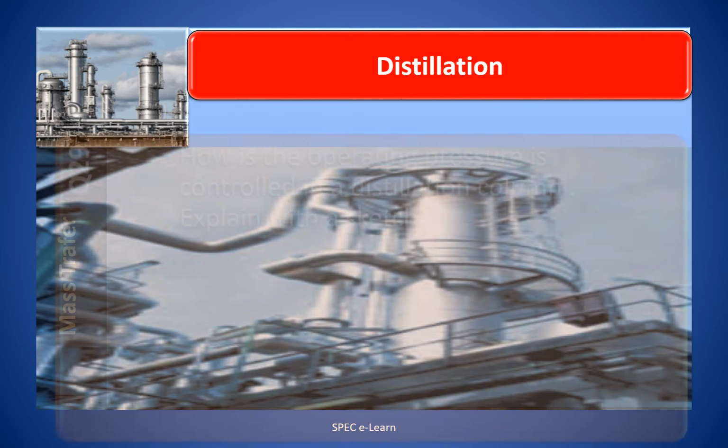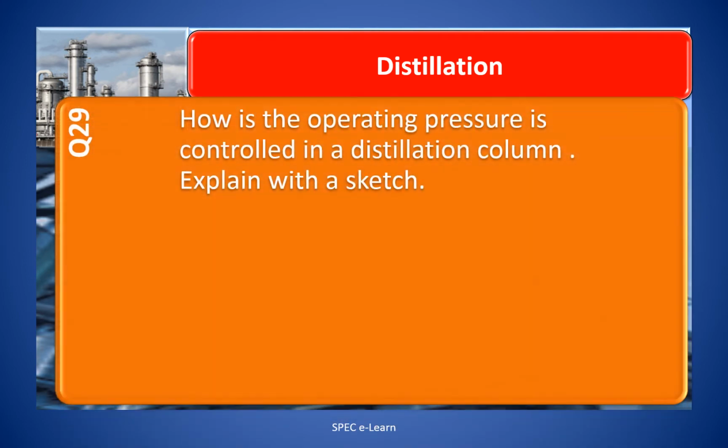Question number 29. How is the operating pressure controlled in a distillation column? Explain with a sketch. Your time starts now.